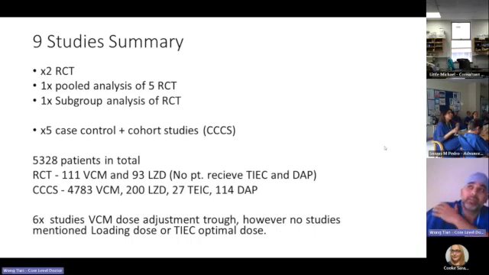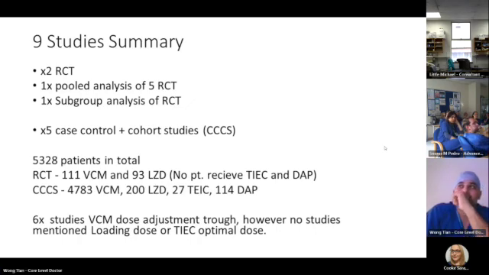In total, the number of patients that they looked at was 5,328. In the randomized controlled trials, they had roughly 111 patients who got vancomycin and 93 patients who got linezolid, and no patients got teicoplanin or daptomycin. In the case-control cohort studies, and this is worth noting, the number of patients that got vancomycin was 4,783. The people who got linezolid were 200, teicoplanin were 27, and 114 with daptomycin. So, as you can see, there are a lot more patients that got vancomycin as opposed to linezolid, especially in the cohort studies.